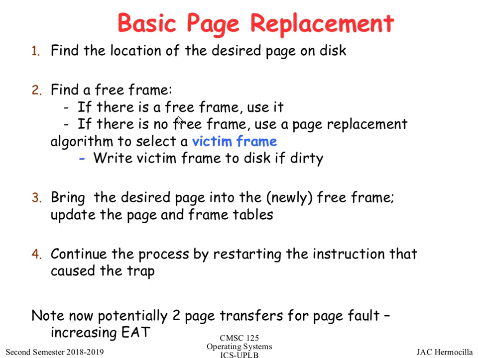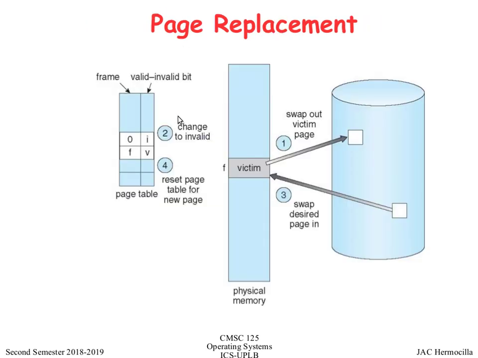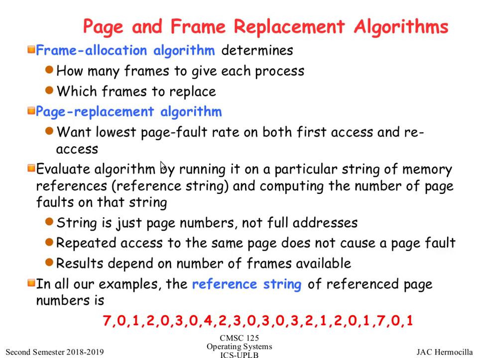Okay? So the page replacement algorithm basically has this structure. Okay? So you swap out, dito yung kanina dalawang disk ayaw ang gagawin. So you have to swap out the victim page and then swap in the desired page. Okay? And then you have to update the page table accordingly. So in the page replacement, there are two things that you need to consider. One is frame allocation, which determines how many frames to give each process.